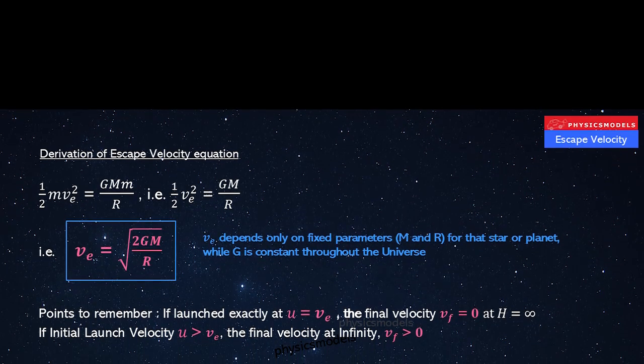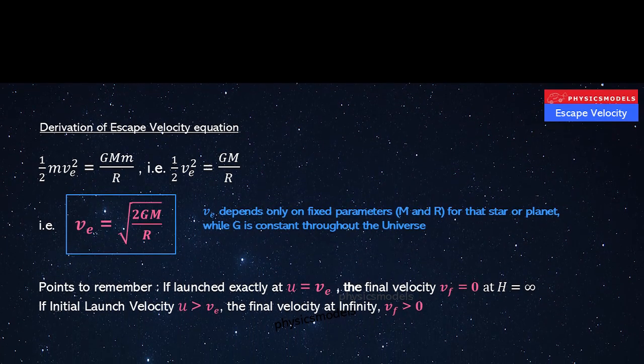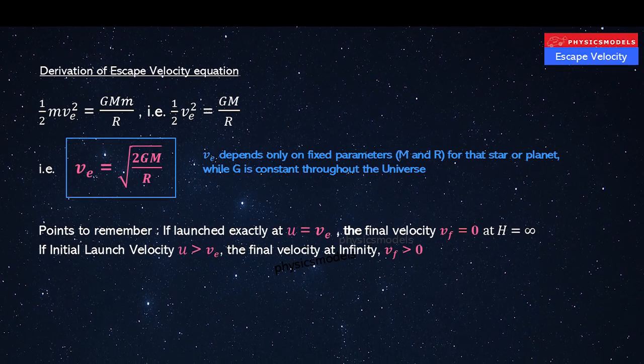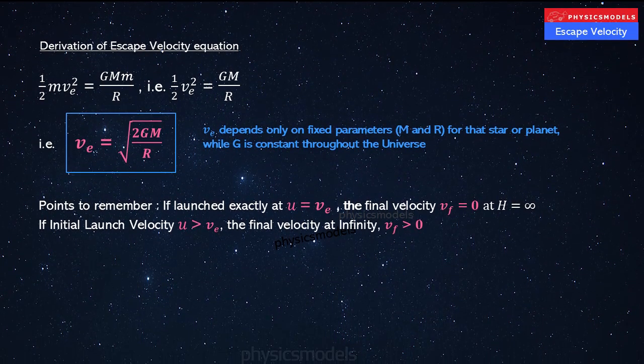This shows that throughout the universe, the escape velocity for Earth or the Moon, Mars, Venus, Jupiter, any other planet is only a function of that planet's mass and radius and the universal gravitation constant G.